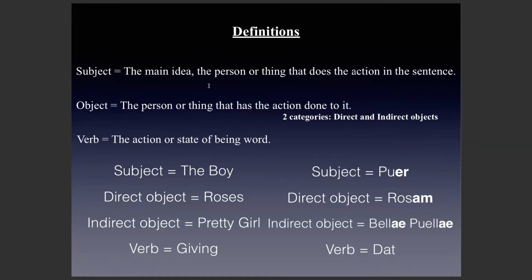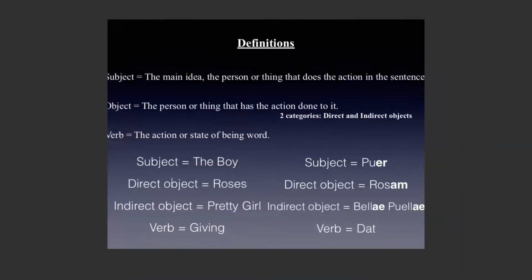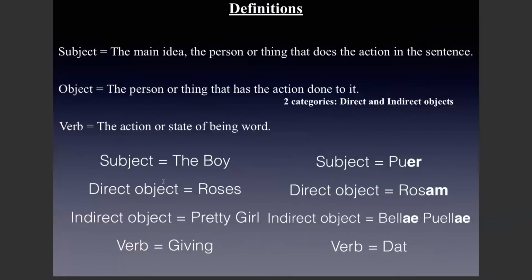And I put it out here for you guys to see, right? The subject equals the boy. The direct object is the roses. The indirect object is the pretty girl. The verb is giving, right? Okay, so let's move on to the next thing.